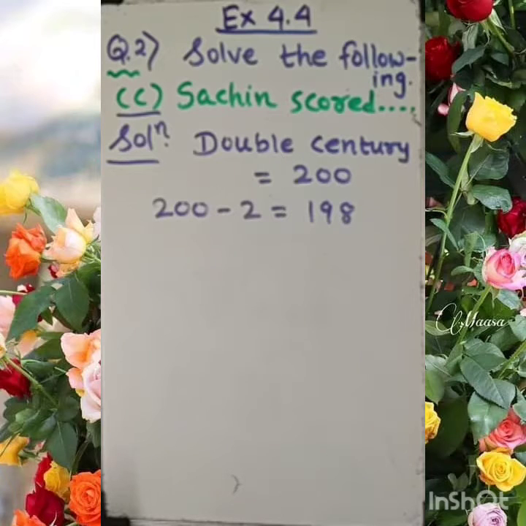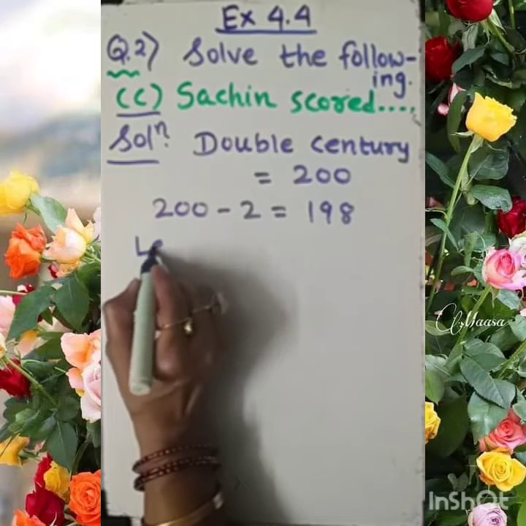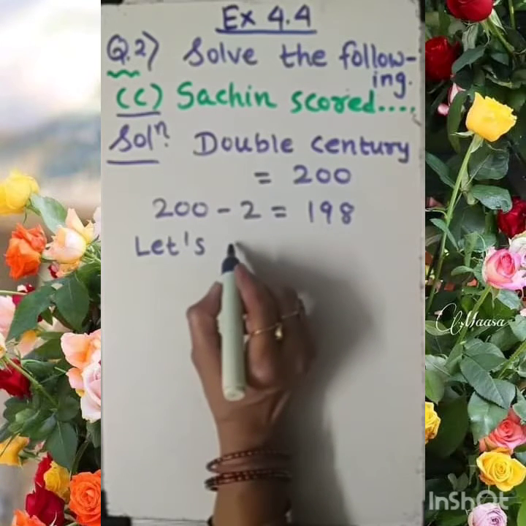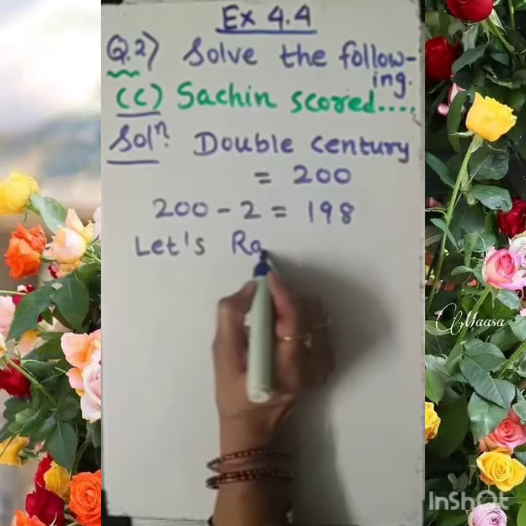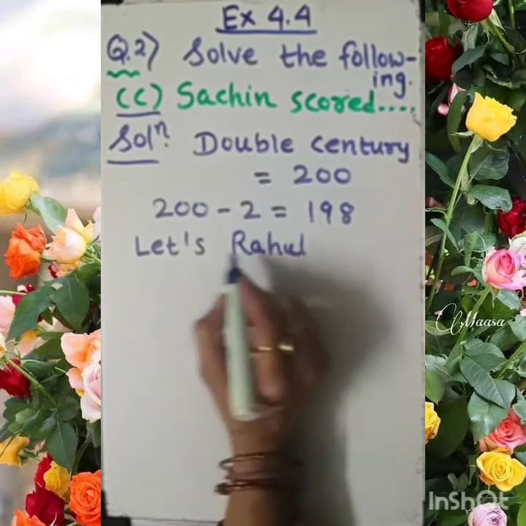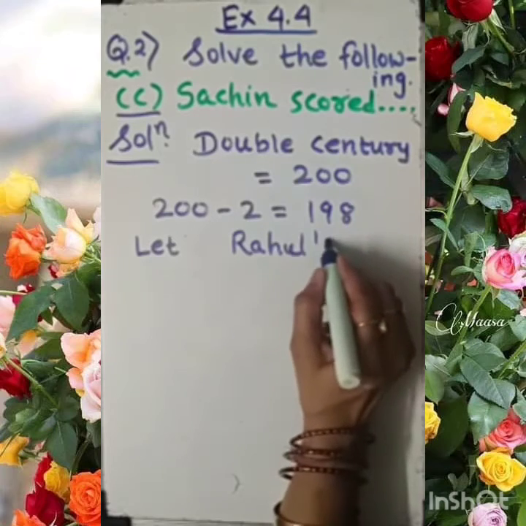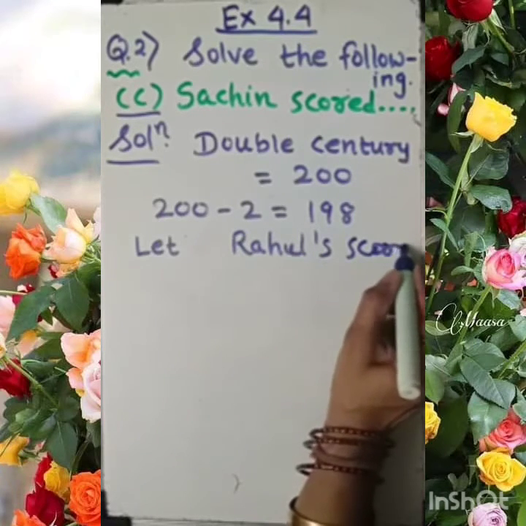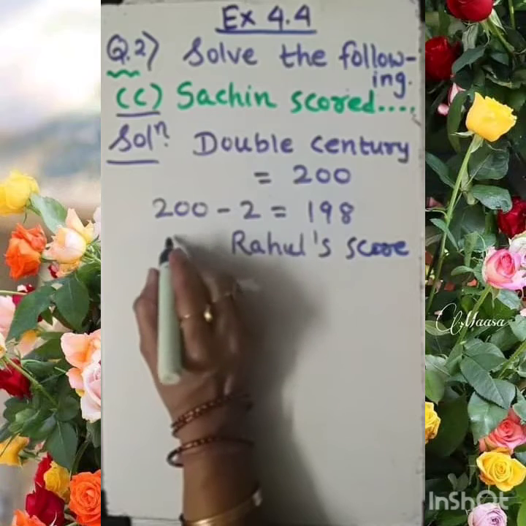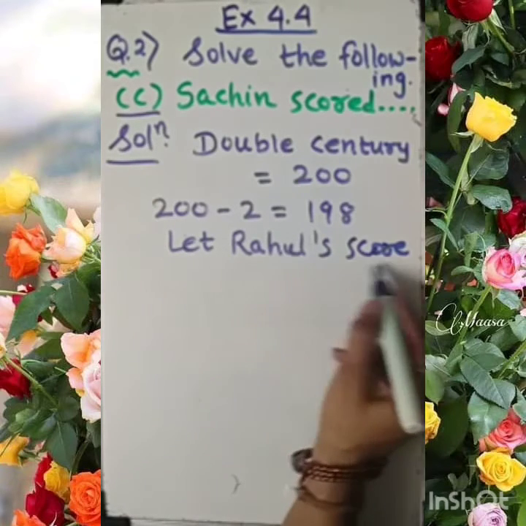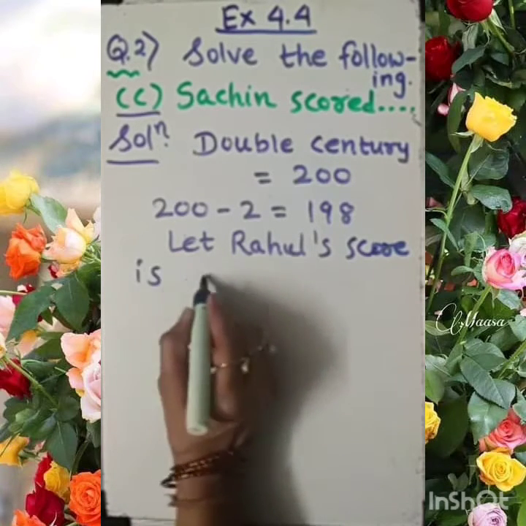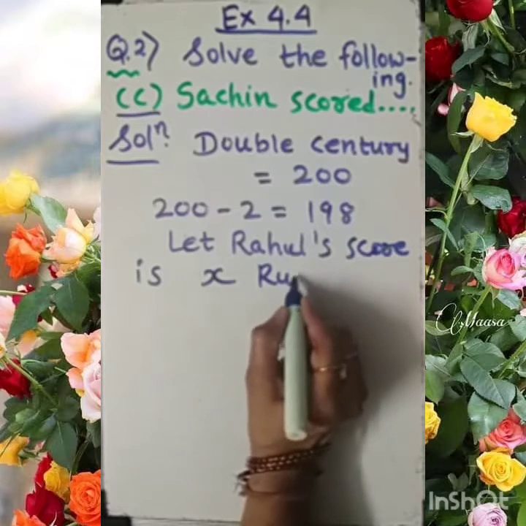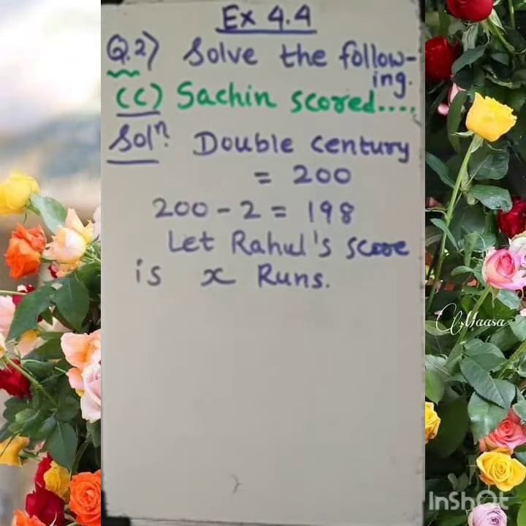Now dear student, how do we form the equation? Sachin scored twice as many runs as Rahul. It means the score of Sachin is double Rahul's score. But we do not know Rahul's score. For that, let Rahul's score be x runs. The score of Rahul is x runs.